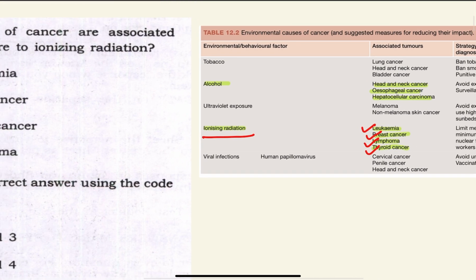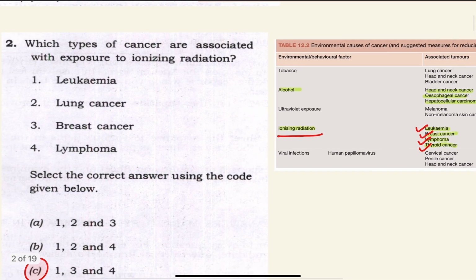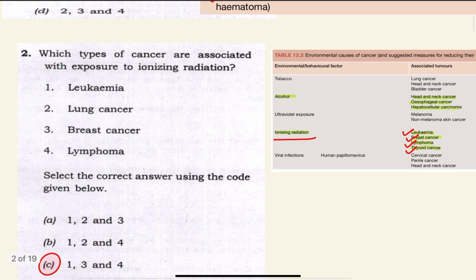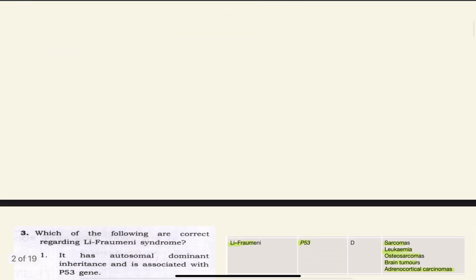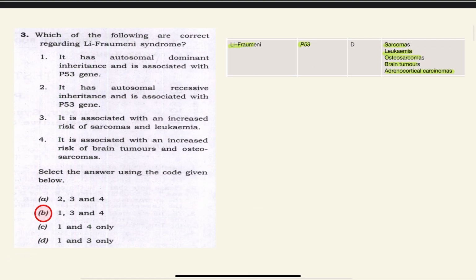So what they have given: leukemia, yes, breast cancer is yes, lymphoma is yes. So lymphoma and leukemia both are associated. So options are 1, 3 and 4, not the lung cancer. Okay, next is 3.